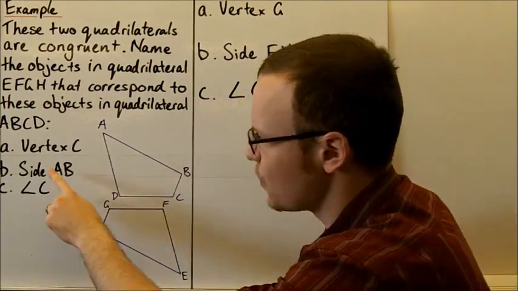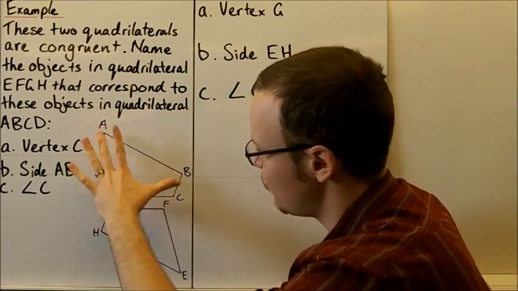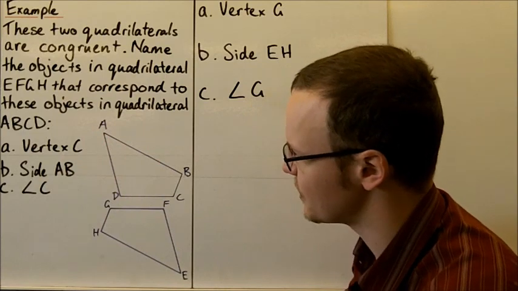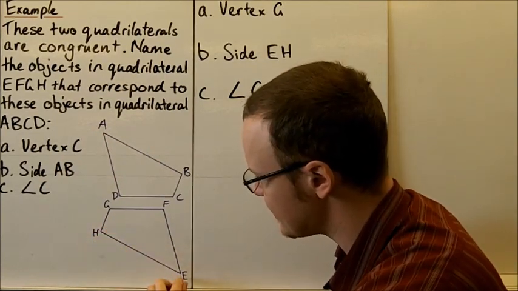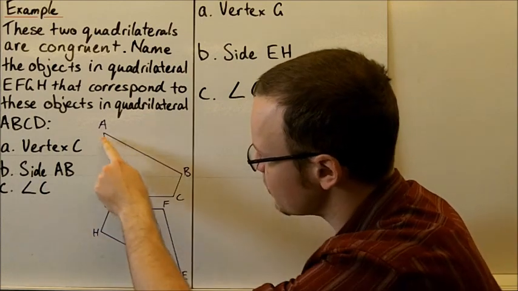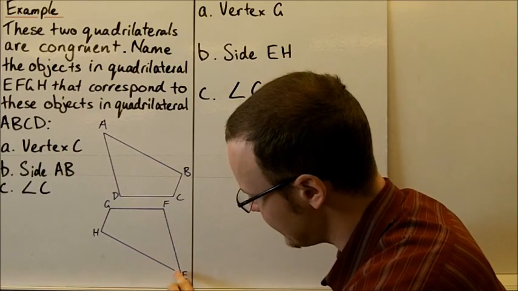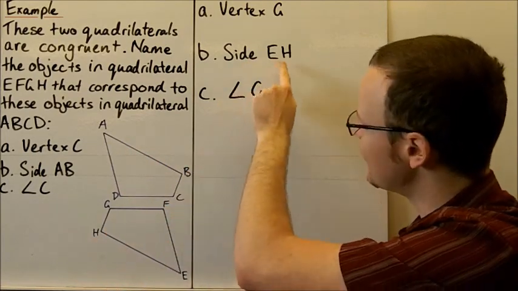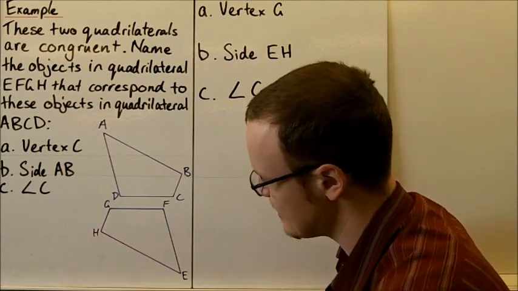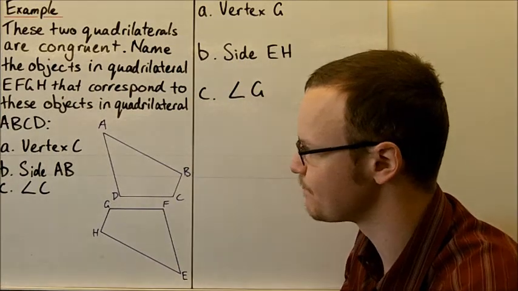Let's have a look for side AB. So side AB, I said, is the longest side. It's the longest side in our quadrilateral. And the longest side in our quadrilateral here is EH. And when we're naming AB, we're going from the smallest angle to the biggest angle. So EH, we're going from the smallest angle to the biggest angle here as well, EH. So side EH is the longest side there, and they are corresponding.